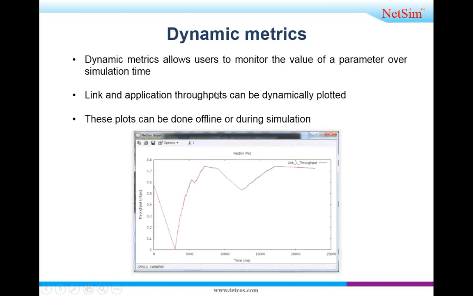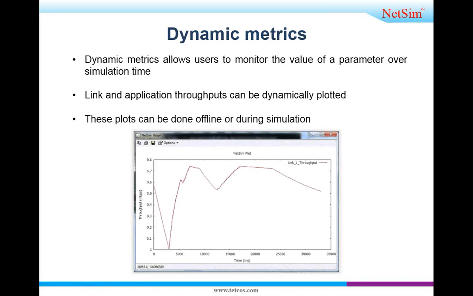Now dynamic metrics. Dynamic metrics allow the user to monitor the value of a parameter over simulation time. This is essential for researchers to understand the behavior of a network at any instant of time. It will give you the application throughput and link throughput, and this plot can be done during the simulation or offline. We usually prefer it offline because during the simulation it will slow down your simulation time. That's why we prefer it after the simulation only.